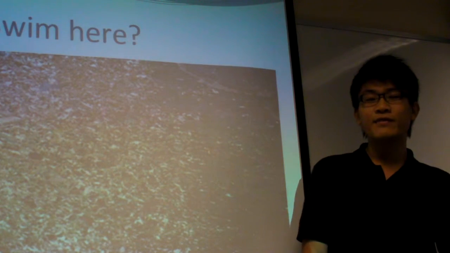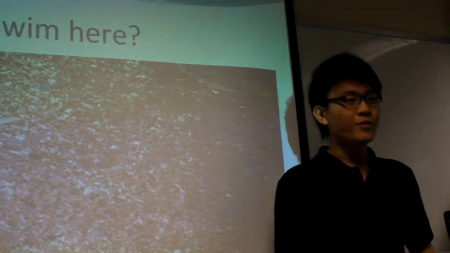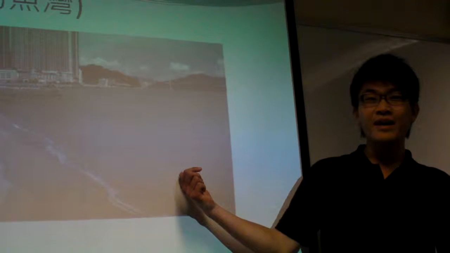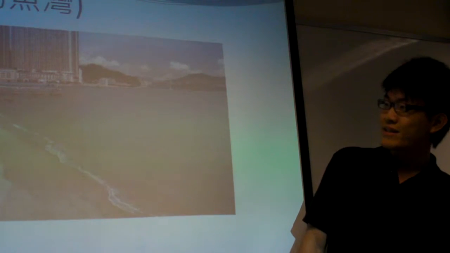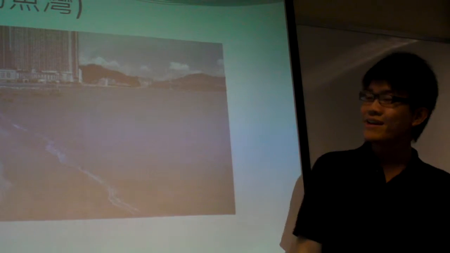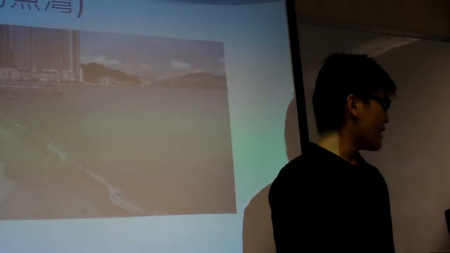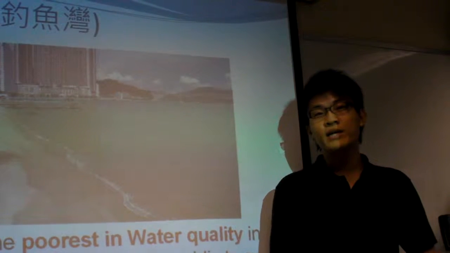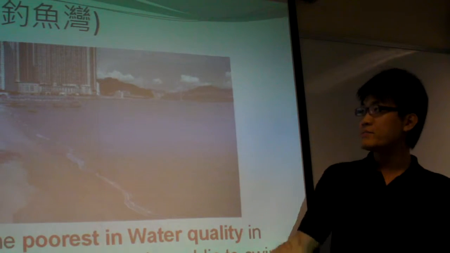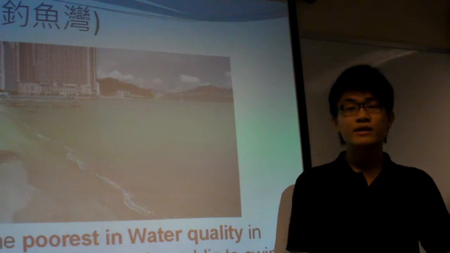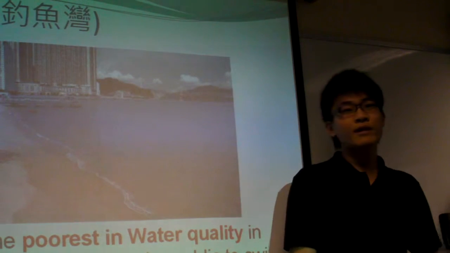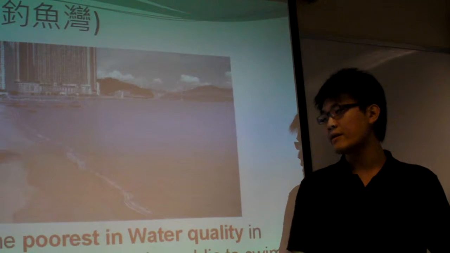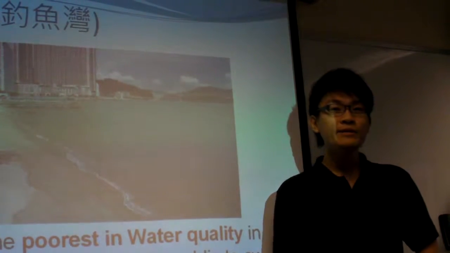It's significantly highly polluted. However, look at this. I think this one is okay, isn't it? The water is clean and the sand is so tiny, and it's a beautiful beach. But according to the Environmental Protection Department, these beaches called Anglers have been ranked the poorest in water quality in 2008. So, do you know why?